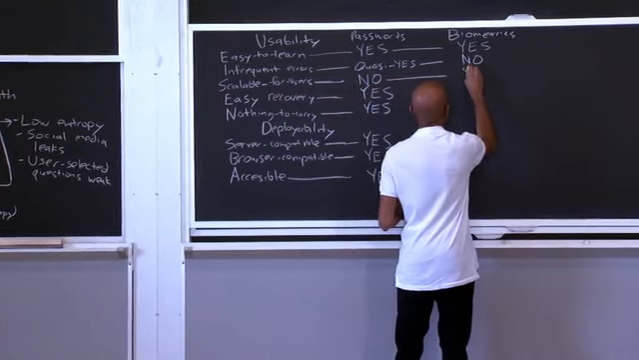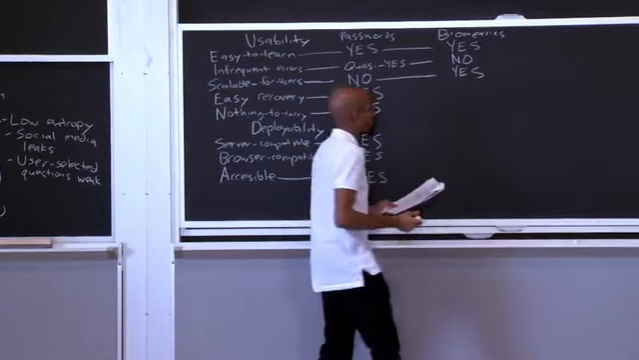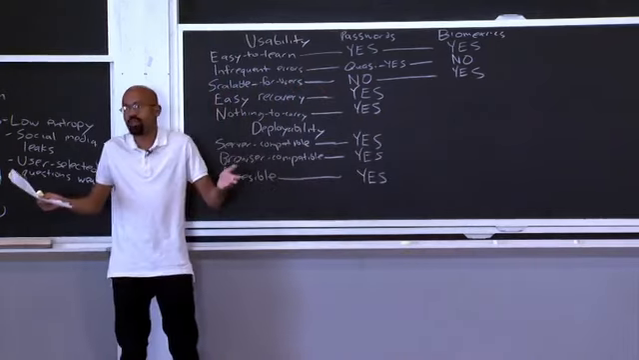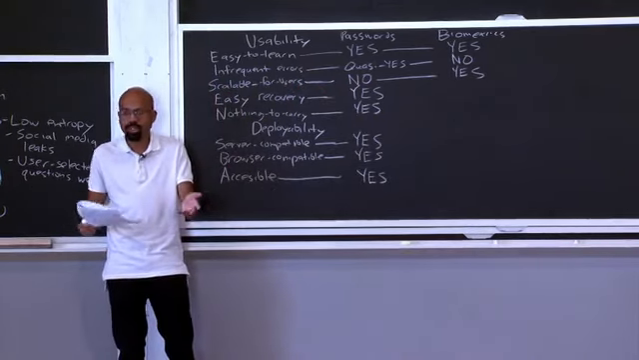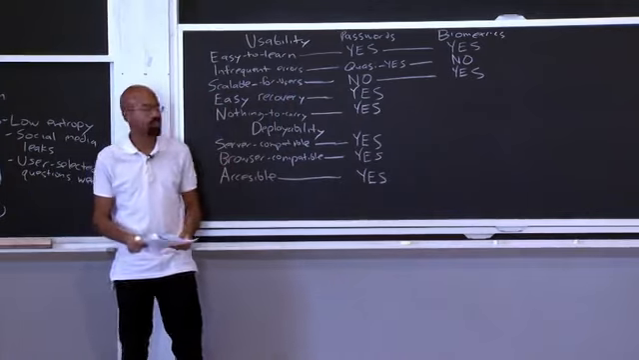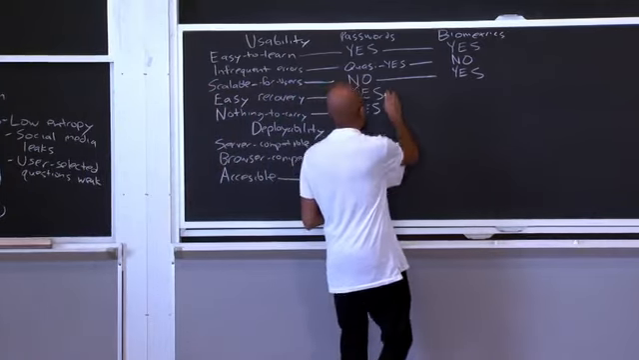Scalable for users, so this is a yes, right? Because basically you just bring yourself to whatever service you want to authenticate to, and then you can just authenticate like magic. So that's a very nice property.